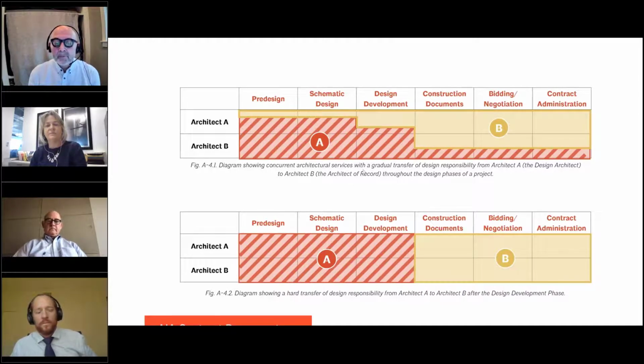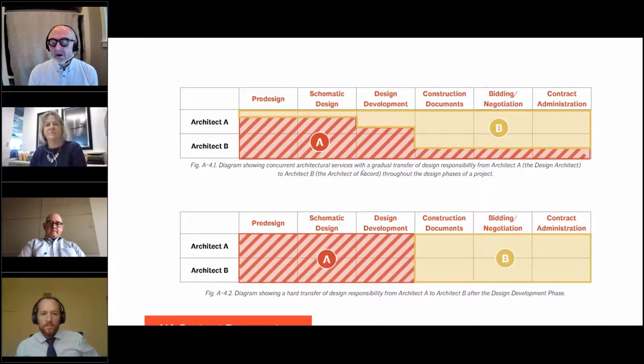So early in the project, the design architect has really the primary responsibility. But the AOR is there to provide some consulting and provide input along the way, and also really become familiar with the design and what's behind the design that the design architect is developing. And then as the project progresses, the architect of record gradually takes on more responsibility for construction documentation and for the construction phase, with the design architect in a consulting role.